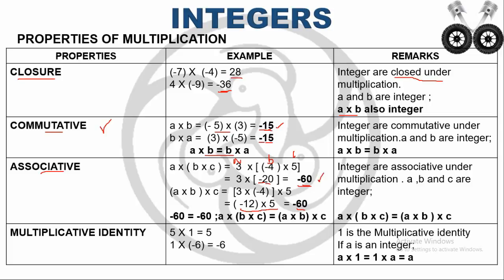So whenever I interchange the bracket, the answer cannot be changed. The answer should be same. That means integers are associative under multiplication.